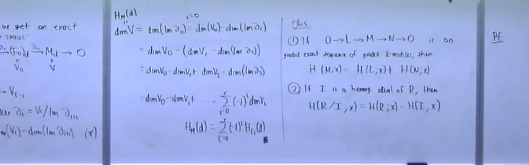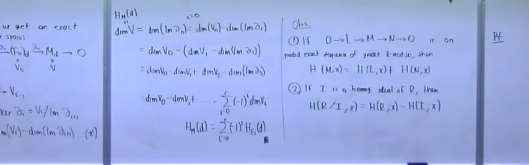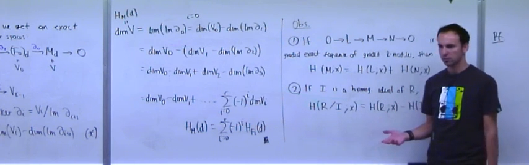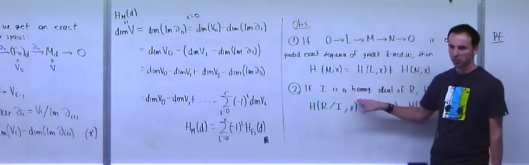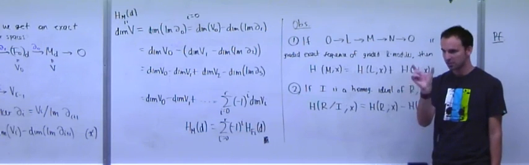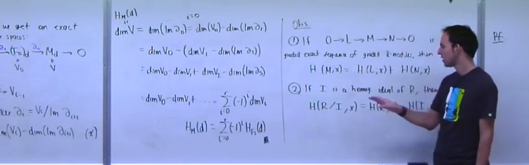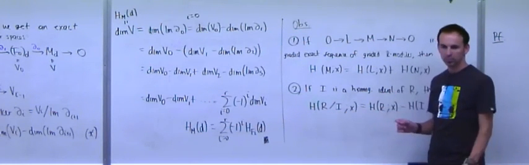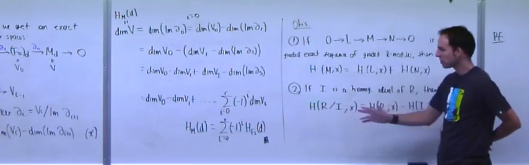What's a homogeneous ideal? A homogeneous ideal is one where the generators are homogeneous. I mentioned this when we started talking about graded modules, that an example of a graded module was a homogeneous ideal. I said that not every ideal is a graded module, but if the ideal is homogeneous, if each generator is homogeneous of some degree, then that means that I is a module and R mod I is also a module. So that's what we need for this equation to make sense.